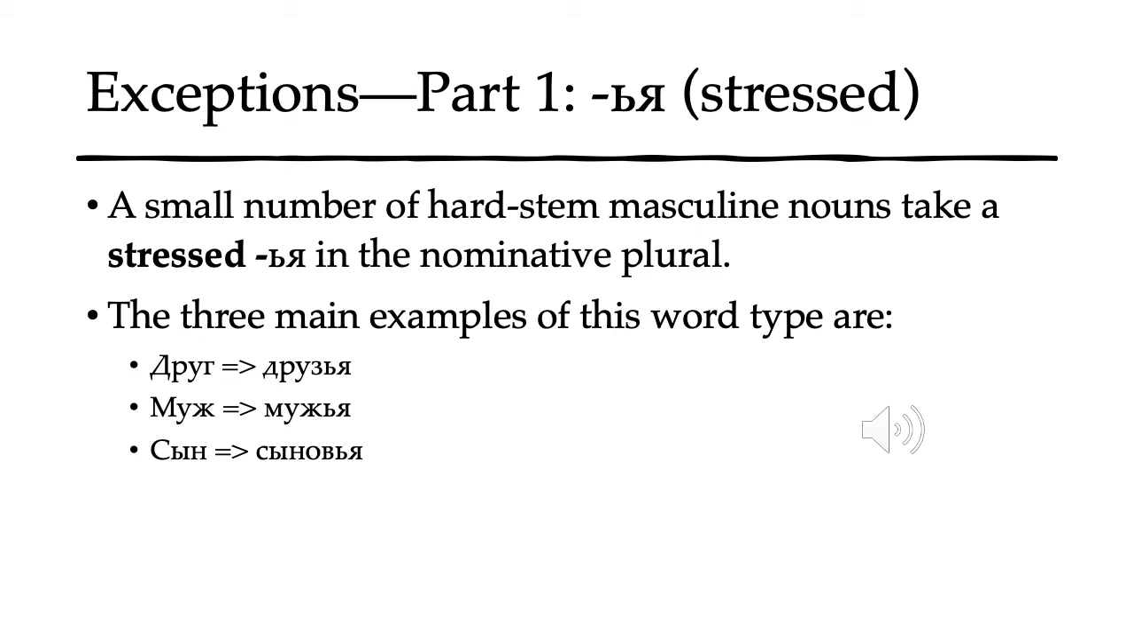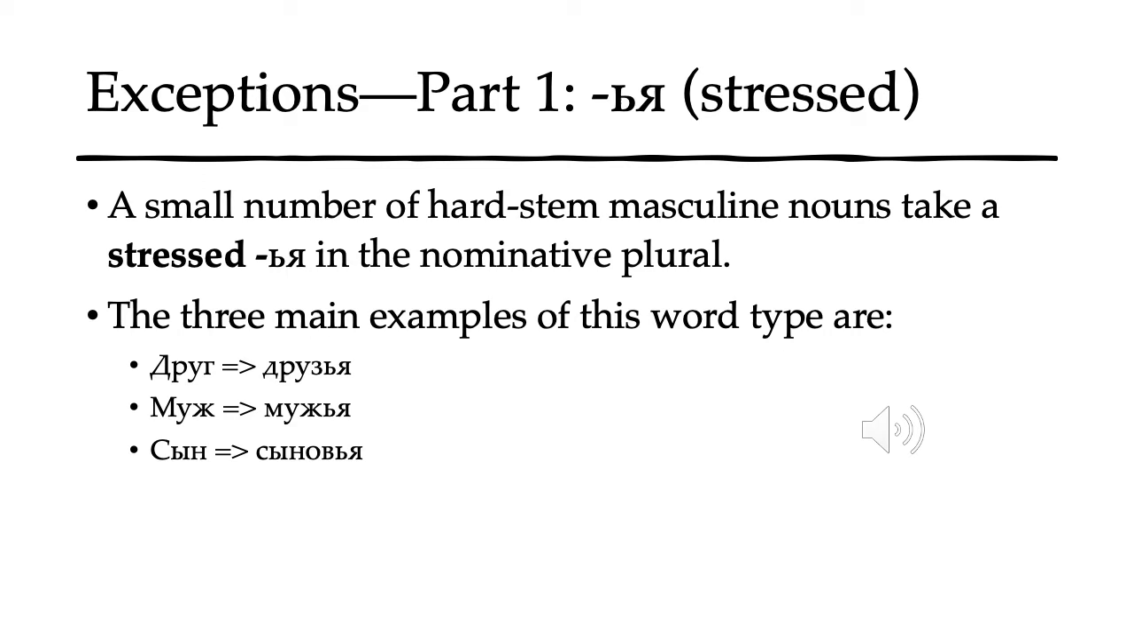The first exception we're going to look at are nouns that are hard stem masculine nouns in the nominative singular, but then add a soft sign and a stressed ya in the nominative plural. And there are three important nouns in this group that you need to know. The first is drug, friend, which becomes druzya. D-R-U-Z, soft sign, stressed ya in the nominative plural. And note the mutation, g goes to z. We also have muzh, husband, which becomes muzhya. And again, M-U-Zh, soft sign, and then ya, and the ya is stressed.